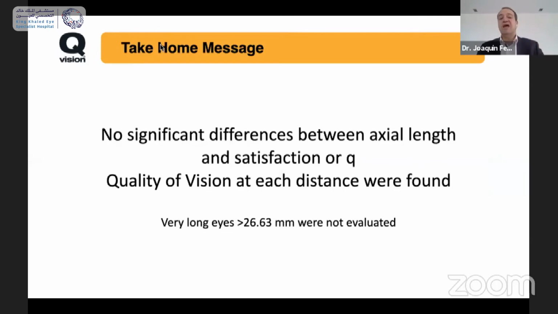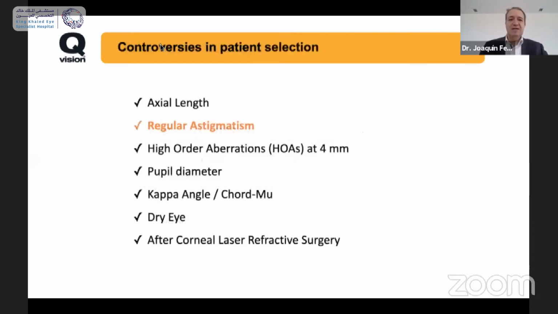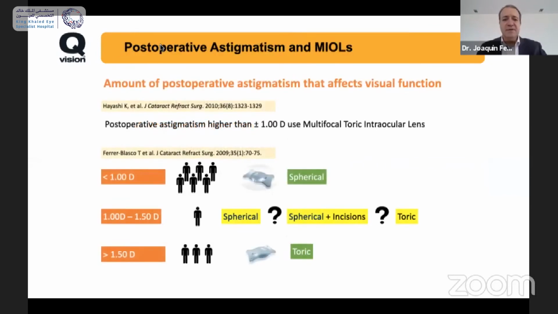We need to know that we don't have very long eyes in our sample, so we cannot find exactly the knowledge for that. The second is regular astigmatism. We have different papers that tell us that postoperative astigmatism of more than one dioptry could affect the performance of the multifocal lens, so we need to use a multifocal toric lens. And here is another paper talking about below 1 dioptry, where it's possible to use a spherical lens.